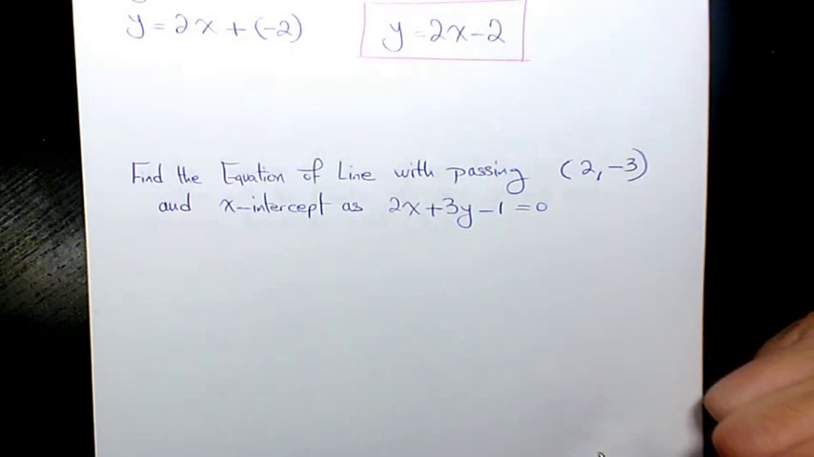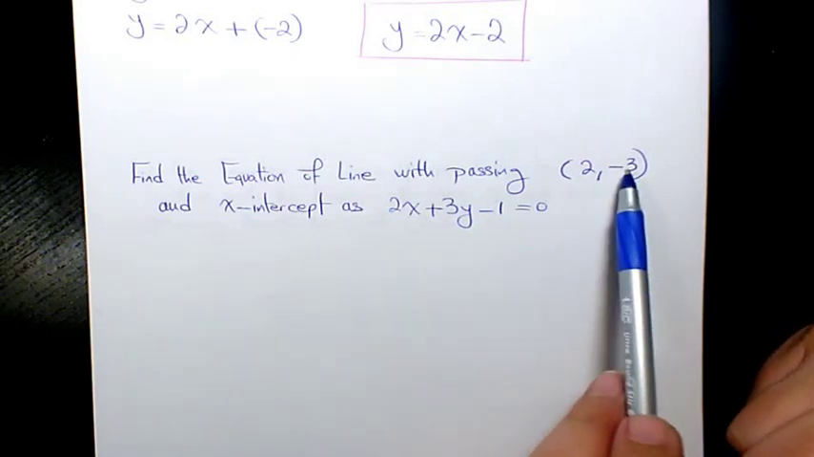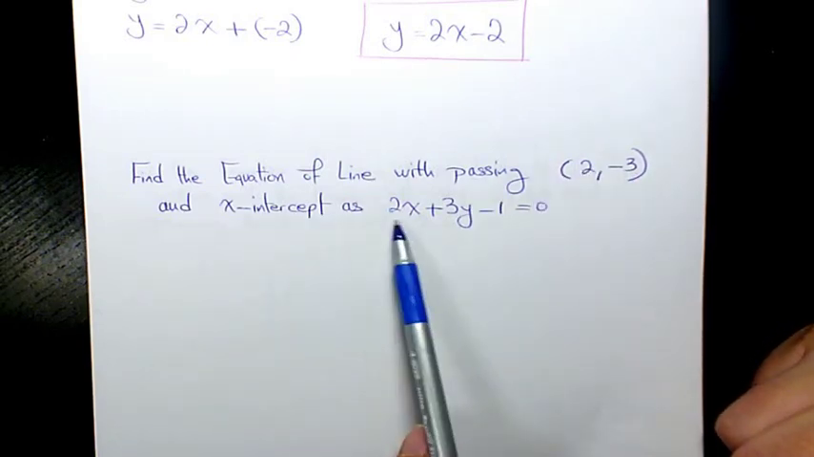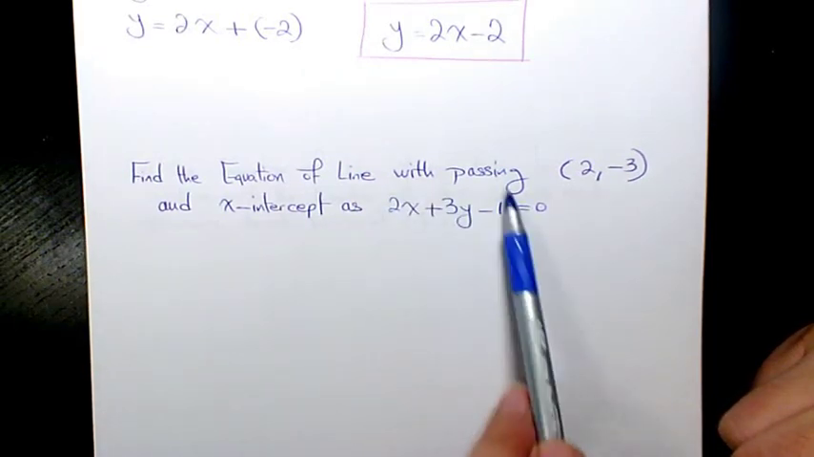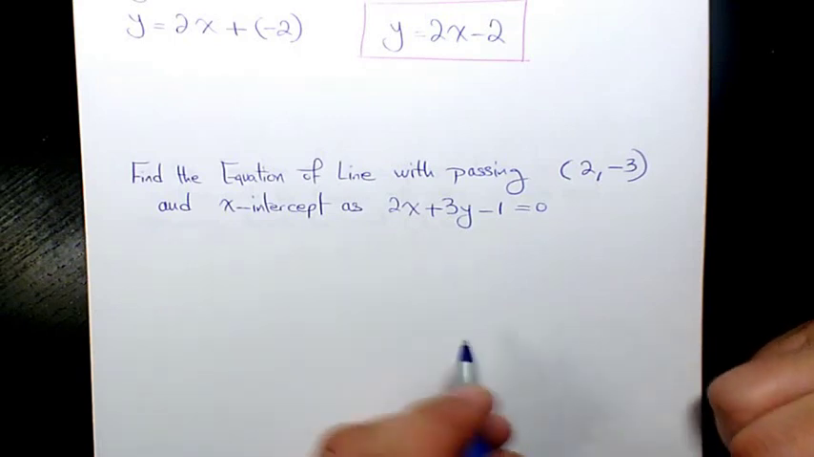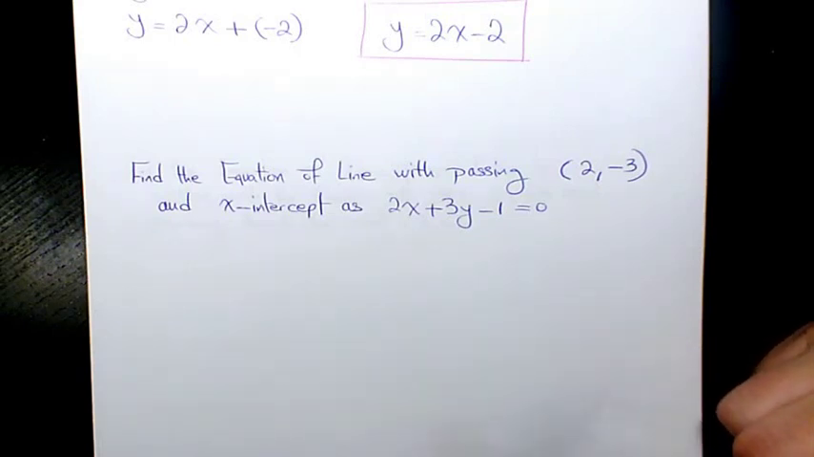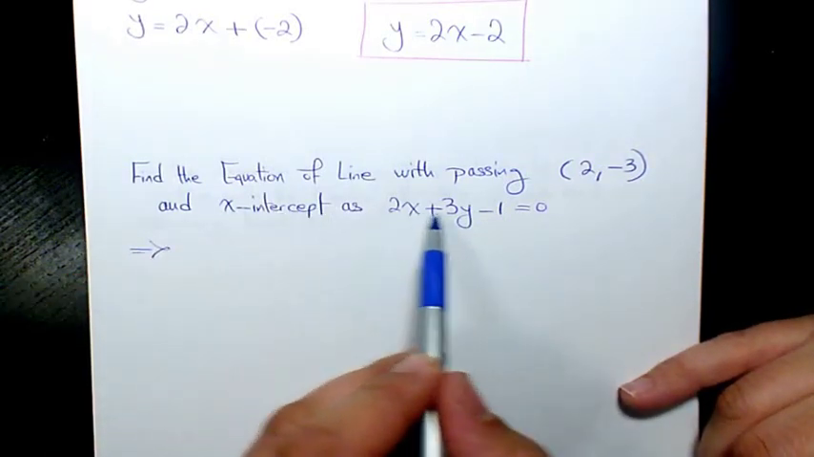Next example. Find the equation of line passing through 2 and negative 3, and x-intercept as 2x plus 3y minus 1 equals 0. So in this example, there is no information about slope. We need to use the point in here, and we need to find out the x-intercept of this line. This equation of line is in standard form, so it means that I need to change it to slope y-intercept form. It is not necessary, but you can change it.